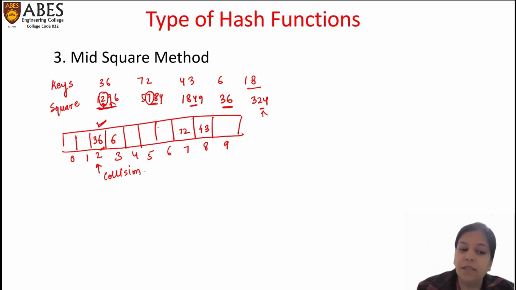There are various techniques to resolve these collisions, which are called collision resolution techniques, and we are going to look at these techniques in the next video. So this is how the middle square method works. We have to simply square the key values and take the middle digit as the index in the hash table.